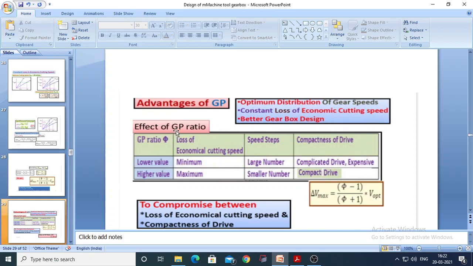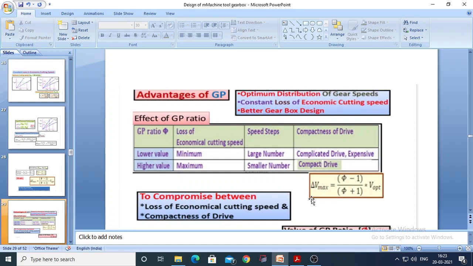Now check the effect of the GP ratio phi. If the GP ratio phi is a lower value, then what is the loss of economical cutting speed? You will get the minimum. What about the speed steps? There is a large number of speed steps. What about the compactness of the drive? It is a complicated or expensive drive. If the value of phi is higher, then we get the maximum loss of economic cutting speed, a smaller number of speed steps, and a compact drive.